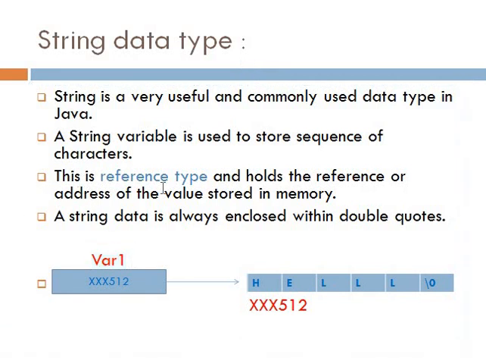So this is a reference type variable and holds the reference or the address of the value stored in the memory. Then check this point. It says a string data is always enclosed within double quotes. Now this "Hell" followed by this null character \0 should be enclosed within double quotes because this is a string data.